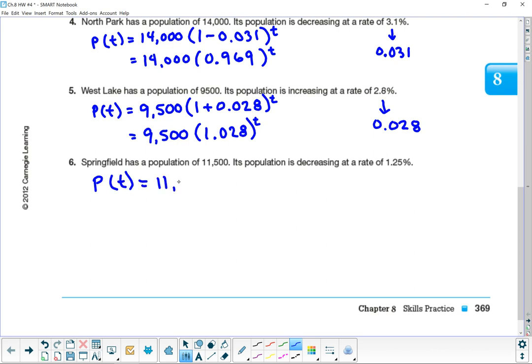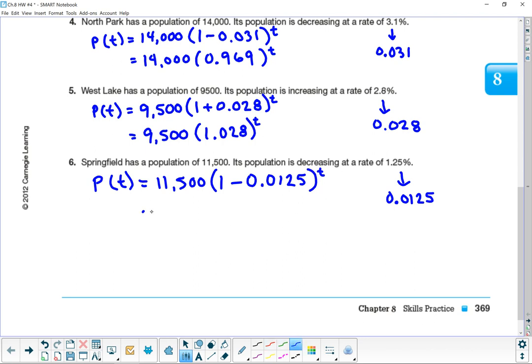Number 6, Springfield has a population of 11,500. So we're going to start that with 11,500. And that's going to be 1, and then this is decreasing, so we're going to go minus 1.25%. We're going to change that to a decimal, which is going to be 0.0125. So it's 1 minus 0.0125, and to the t power.